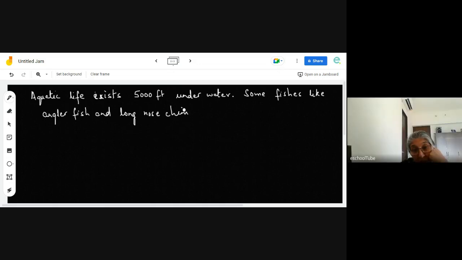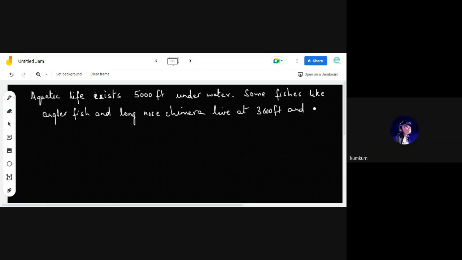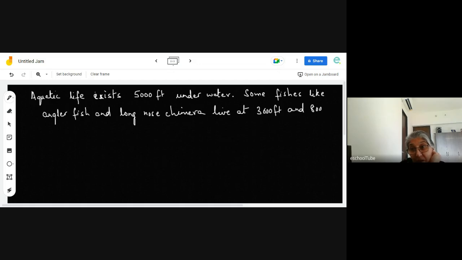हाँ, अब बताएगी मेरे को अंजलि. Live at how many feet? Anglerfish कितने feet deep रहती है? 3,000. Yes, 3,000 feet. And long-nosed chimera at? 8,000 feet. Yes, very good. You've been listening to the video properly. Under water. Socho.